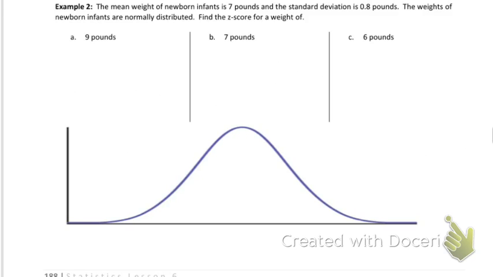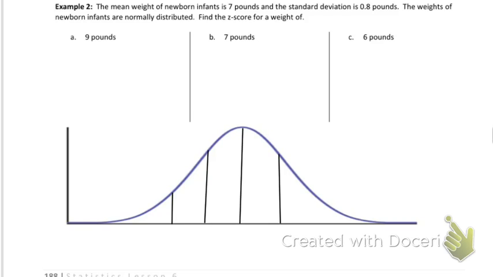It says the mean weight of a newborn infant is 7 pounds, and the standard deviation is 0.8 pounds. The weights of the newborns are normally distributed. Find the z-score for the weight of the following. First, let's label this curve. Normally you wouldn't have to do this with z-scores, because that's the point of z-scores, so you don't have to draw this, but let's just practice it.